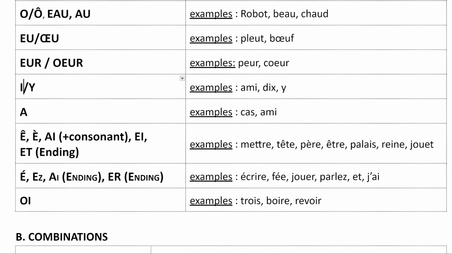Next letter, that's our vowel I. In French, it makes E. By itself, the Y also makes E. Although you might also see it as E if it's in the middle of a word.